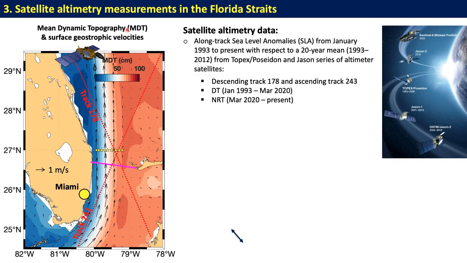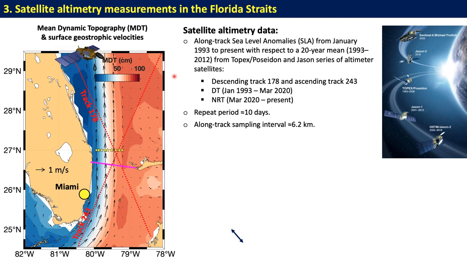So when we consider sea level as a predictor for the Florida current transport, satellite altimetry is another platform that provides long-term sustained observations. And unlike coastal tide gauges or bottom pressure gauges, satellite altimetry yields the spatial structure of sea level variability, which lets us select only those measurements that are better correlated with the Florida current transport. In this work, we used along-track sea level anomalies from the TOPEX/Poseidon and Jason series of satellites. There are two tracks crossing the Florida Straits and the Florida current, a descending track 178 and an ascending track 243. The data are available from January 1993 to present, and the last year of the record is of near real-time quality, which is not as optimal as delayed time.